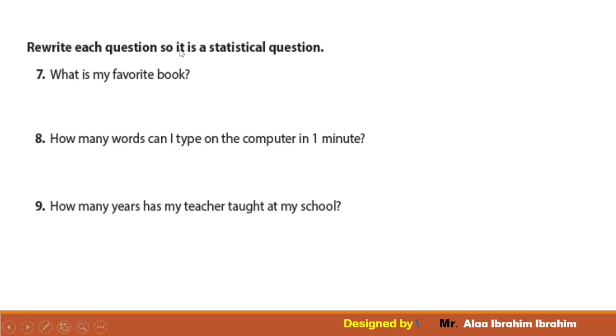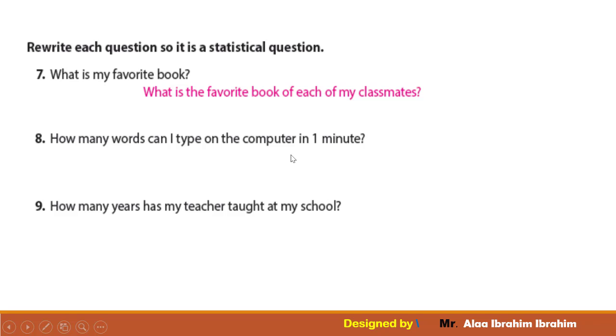Rewrite each question here so it is a statistical question. If what I'm dealing with is not a statistical question, I have to rewrite it to become a statistical question. What is my favorite book? That is not statistical. I have to change it to involve many persons, each person, many students, something like this. So I change it to: what is the favorite book of each student in my classroom? So I make it with many different favorites here.